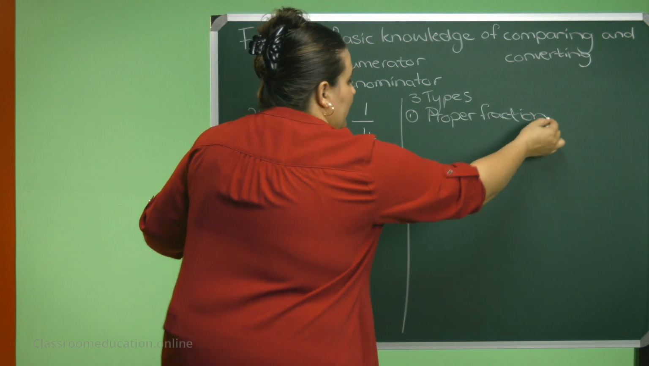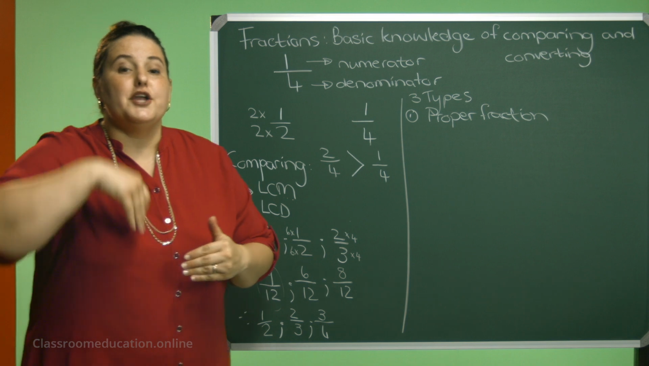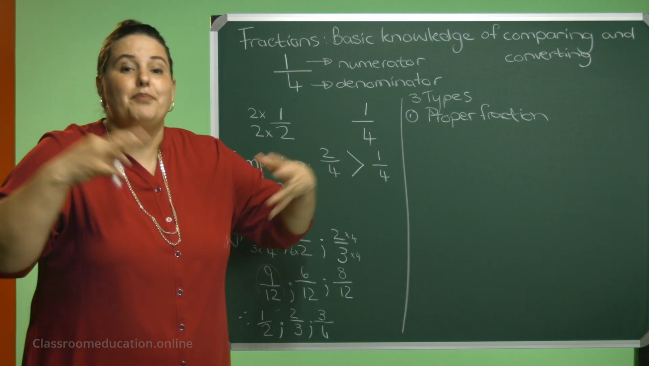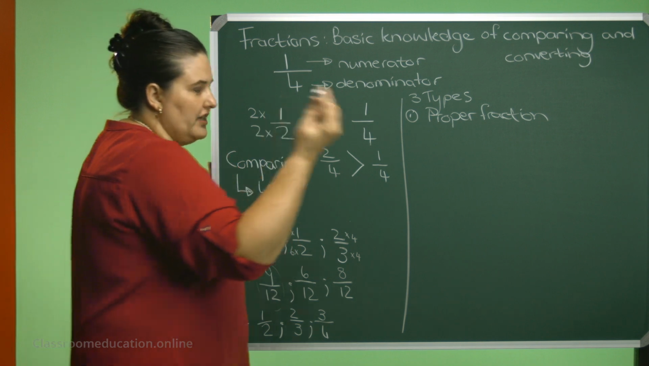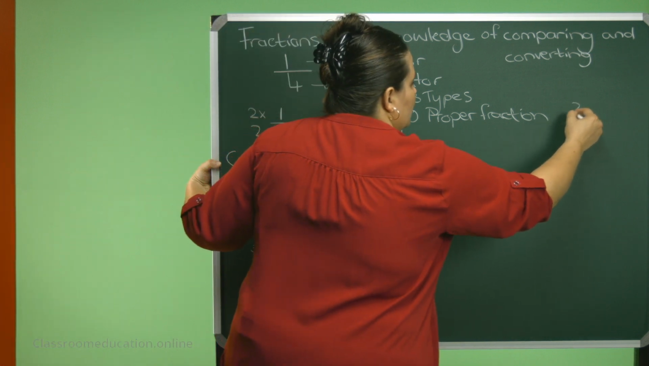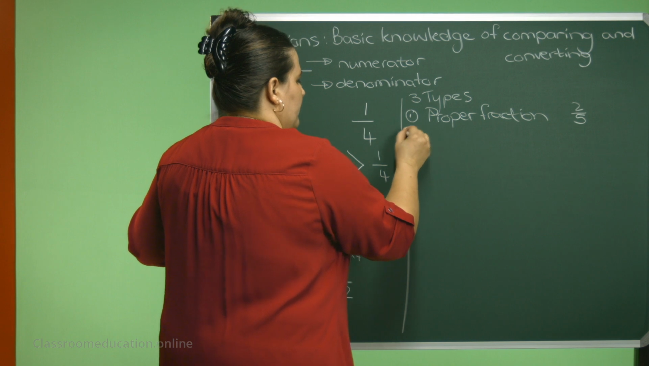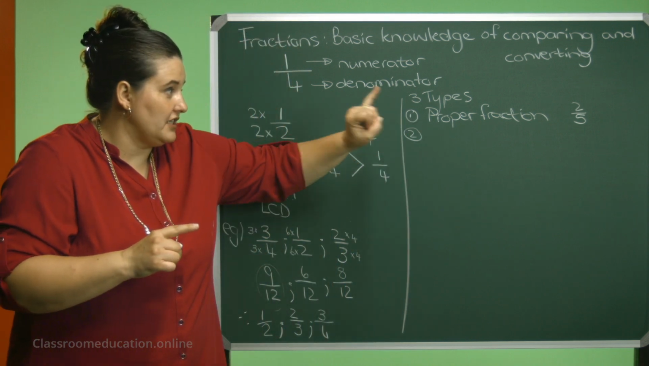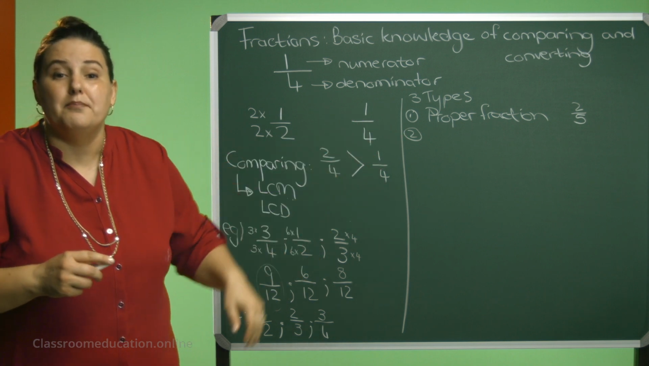And that means when I have a proper fraction, my numerator is smaller than the denominator. So I have a part of a whole. Let's do an example such as 2/5. Okay. The second one, we have improper, the proper fraction is the first one. The second one is improper fraction.